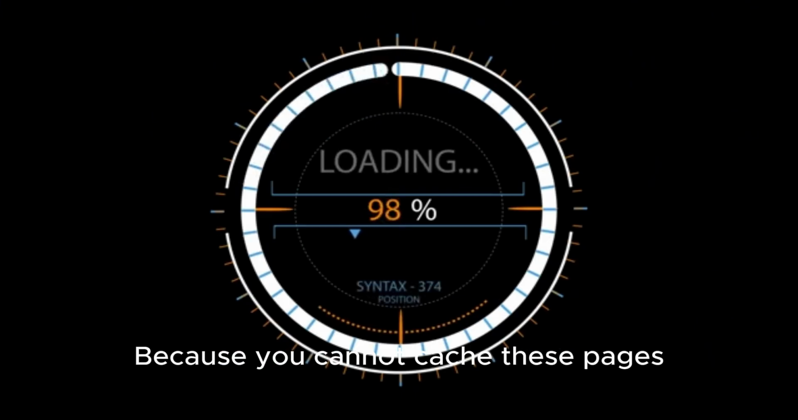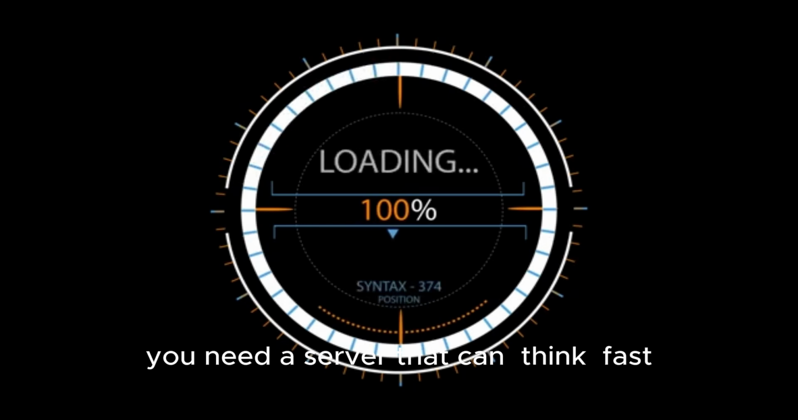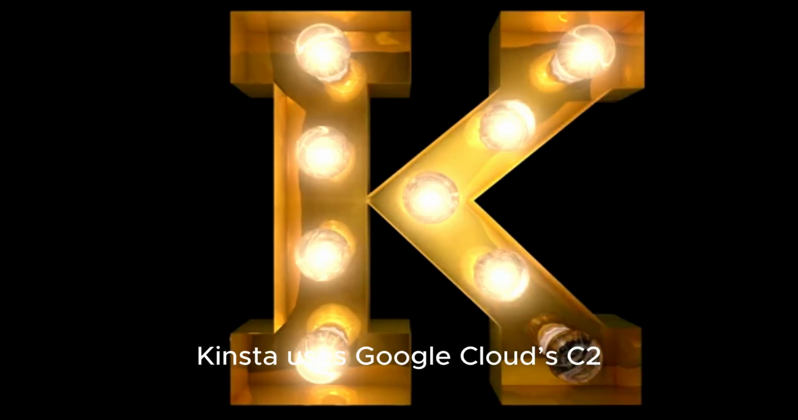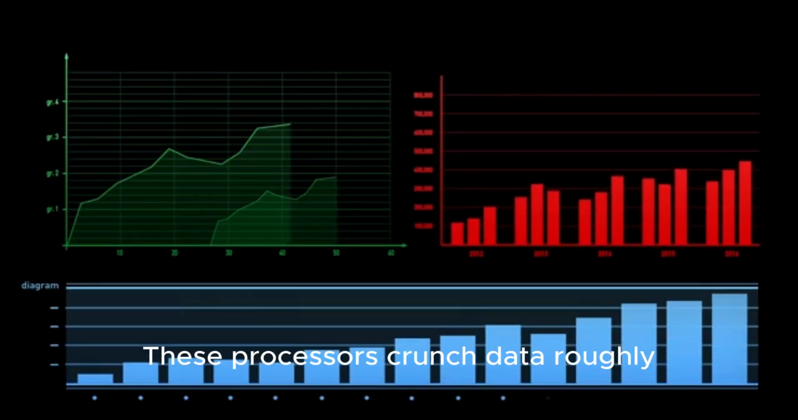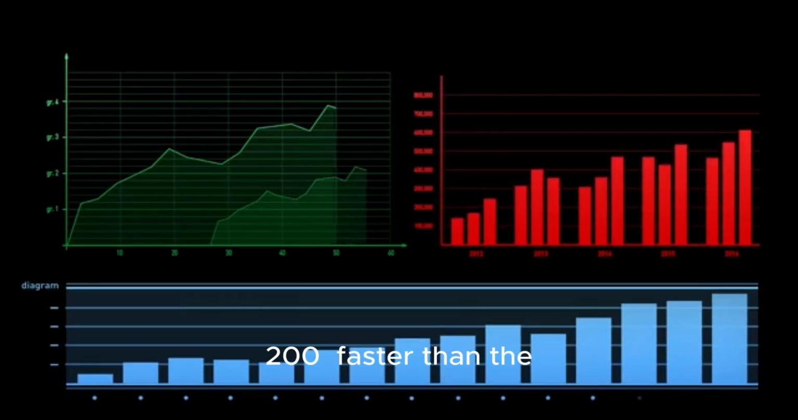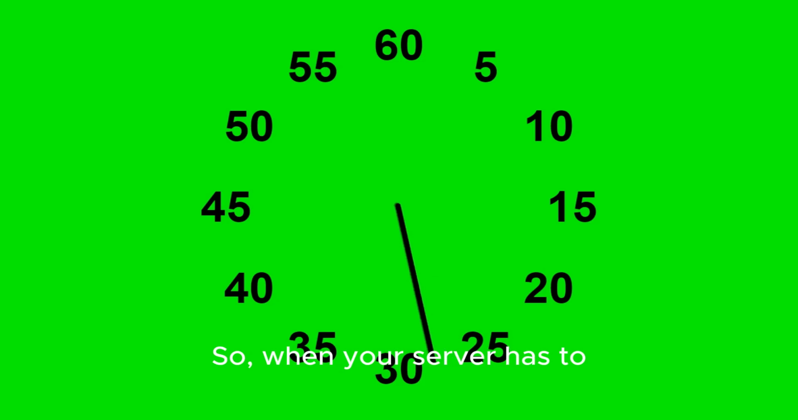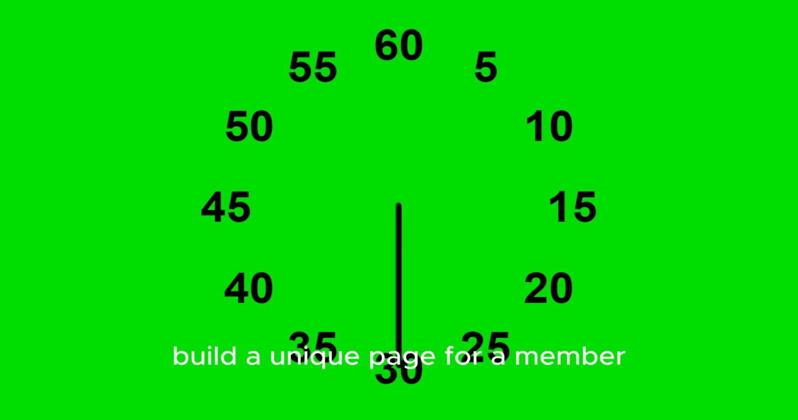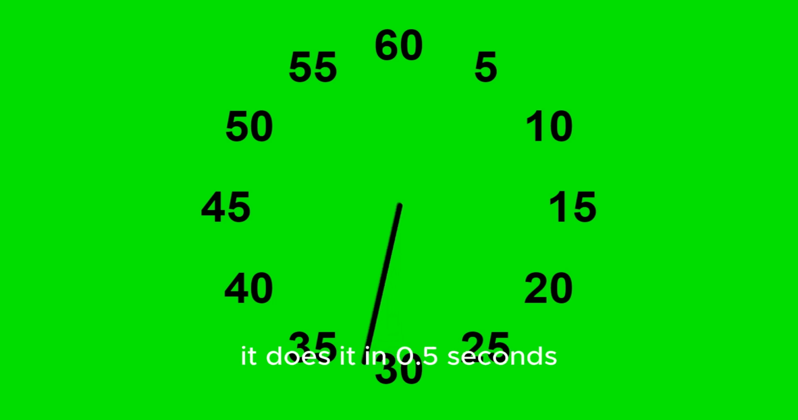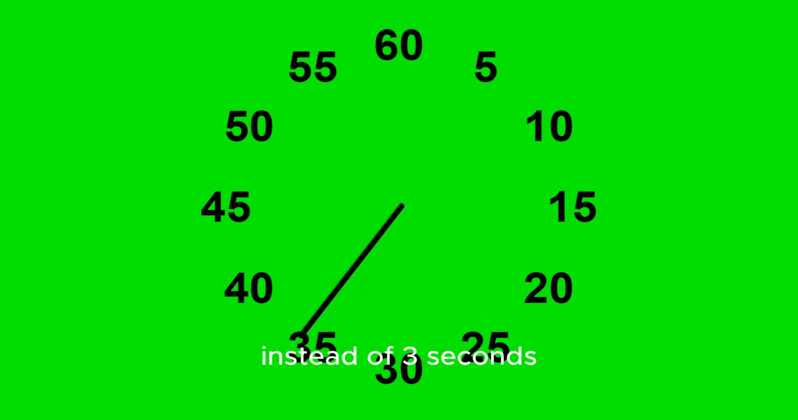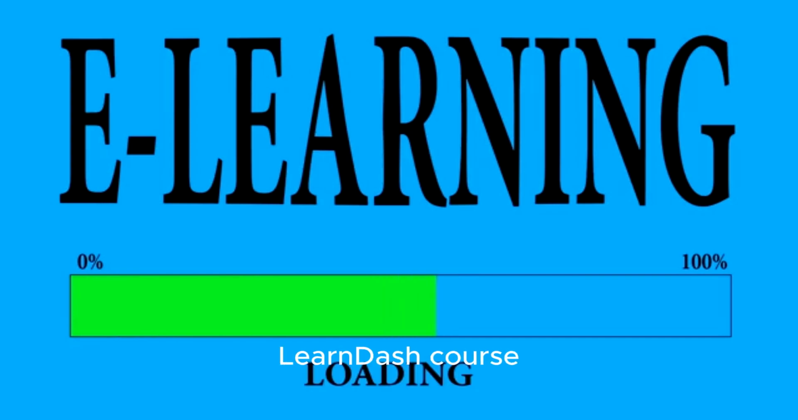Second, the engine. Because you cannot cache these pages, you need a server that can think fast. Kinsta uses Google Cloud C2 compute optimized machines. These processors crunch data roughly 200% faster than the standard servers you get at Bluehost or SiteGround. So, when your server has to build a unique page for a member, it does it in 0.5 seconds instead of 3 seconds.